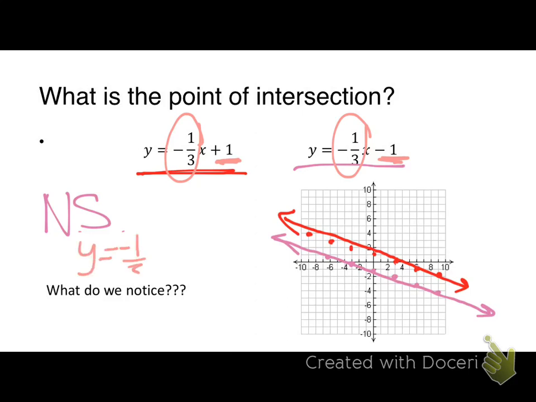If I would have had the same equation, plus 1, if I would have had these two equations, we would have known that they would have been sitting on top of each other, so it would have been infinite. So these are two different ways that you can tell if you're going to have no solution or an infinite number of solutions.